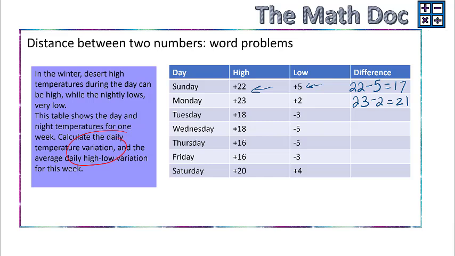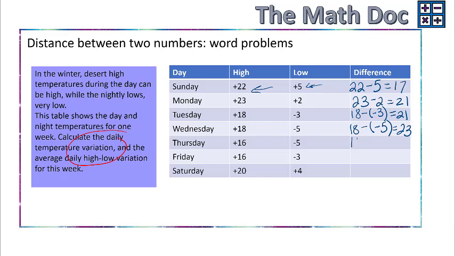On Tuesday, our high is 18 and our low is negative 3. So we have minus negative 3. Remember, negative negative is a positive, so we have 18 plus 3, which is just 21 again. Wednesday, 18 high, and our low now is negative 5. 18 minus negative 5 is 18 plus 5, which is 23.